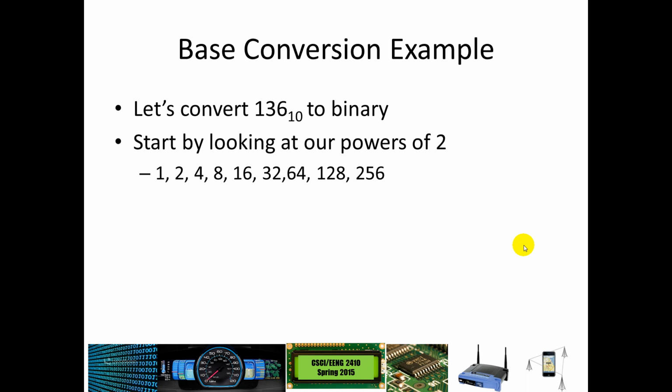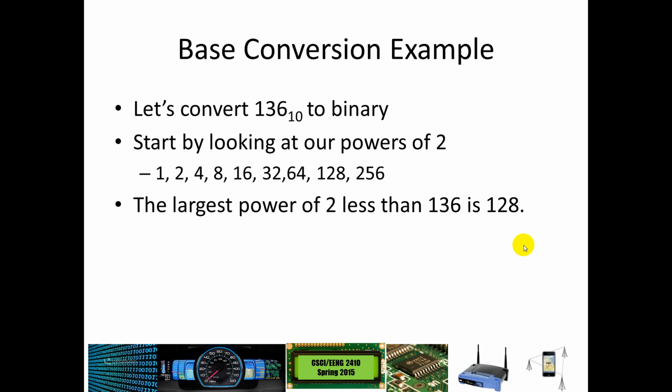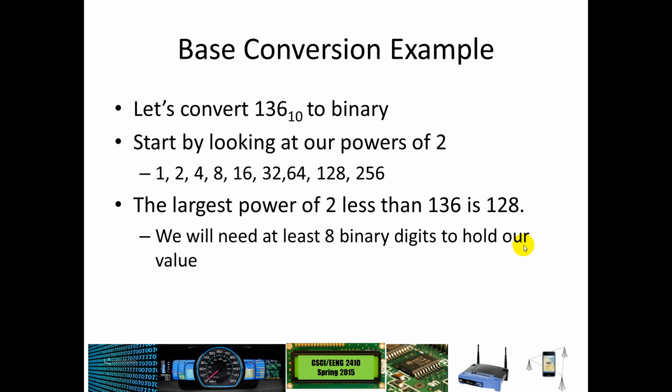And we need to hone in on 128 and smaller. So we know we're going to have a 1 in that 128 spot. So let's start out and say, okay, we know 128 is the largest power of 2 less than or equal to 136. And that tells us we're going to need 8 binary digits. How do we know that? Well, we know we're going to have a binary digit to represent 128. And as a result, we're going to have a binary place for all of these values that are smaller than that. So that's going to end up with 8 total binary digits to represent this value.